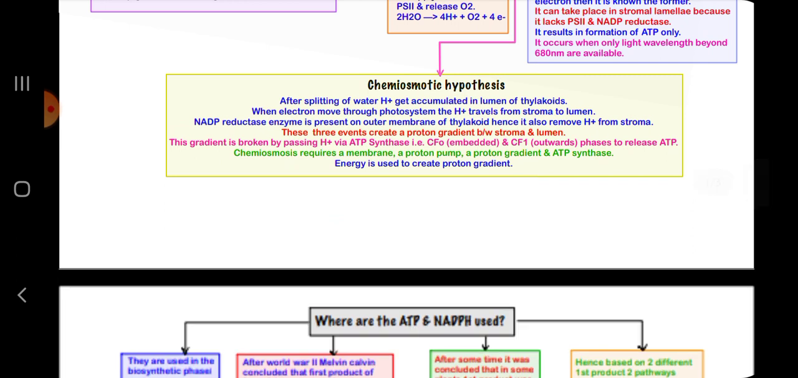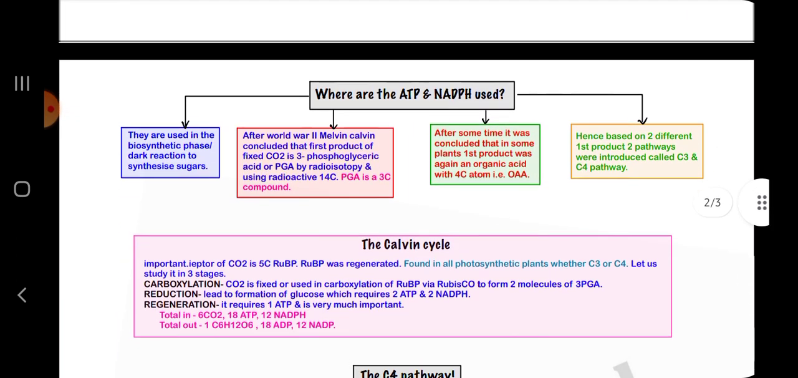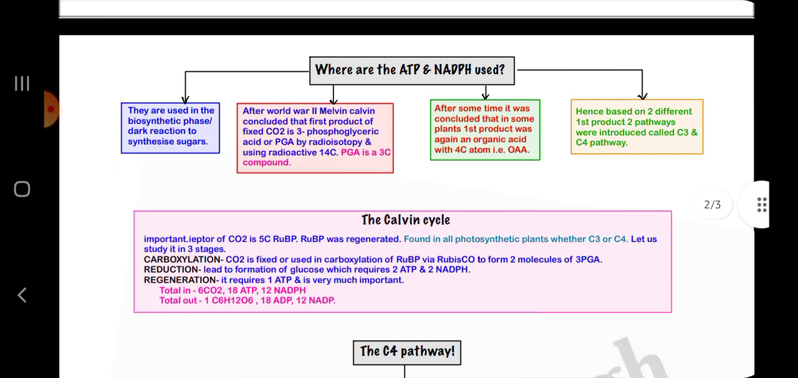Chemiosmotic hypothesis: after splitting of water, H plus gets accumulated in the lumen of the thylakoid. When electrons move through the photosystem, H plus travels from stroma to lumen. These three events create a proton gradient between stroma and lumen. Then why are ATP and NADPH used? Because they are used in the biosynthetic phase, the dark reaction, to synthesize sugars.